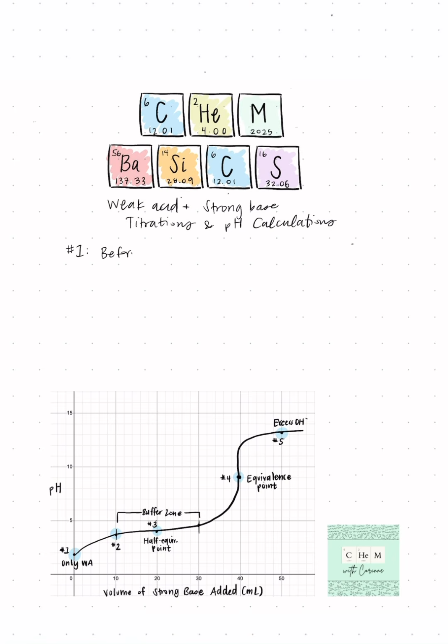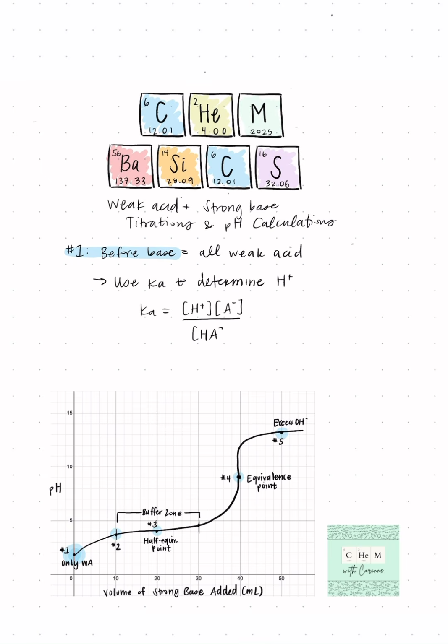So let's start at point 1, where we only have the weak acid in solution. Because it's a weak acid, you can't just look at its concentration, you have to use the Ka value. So given the Ka, you're going to set that equal to the concentration of H plus times the conjugate base divided by the concentration of the weak acid. So it's essentially X squared over that weak acid concentration. Solve for X, that gives you the H plus. You plug that back in, you have your pH.